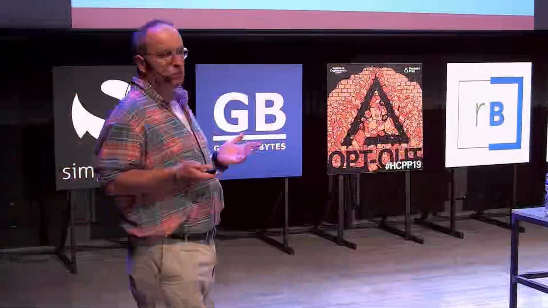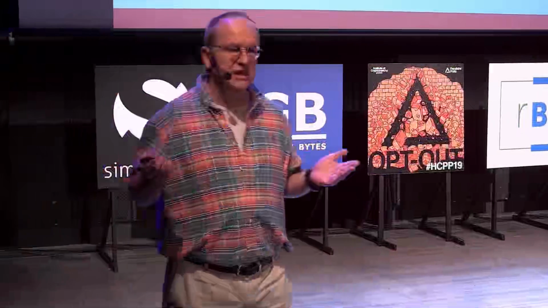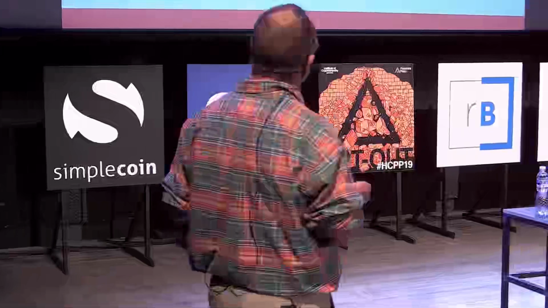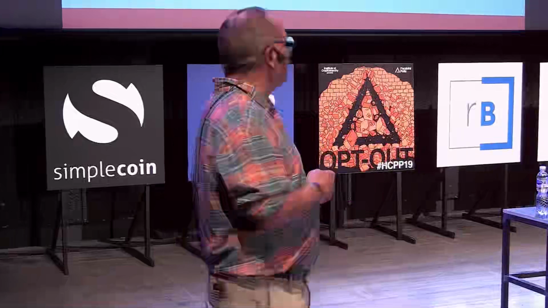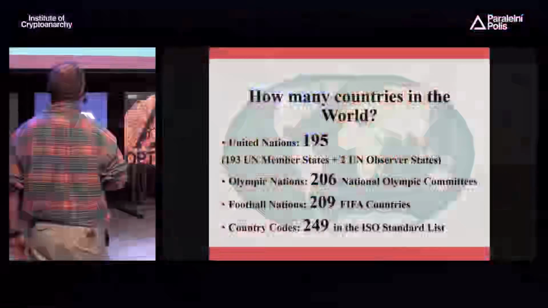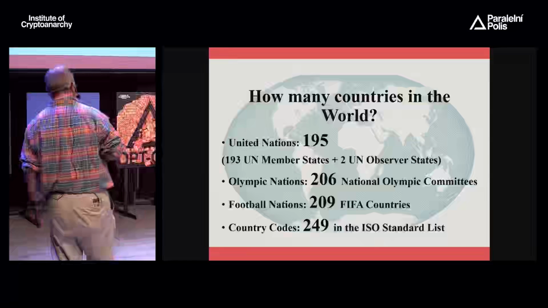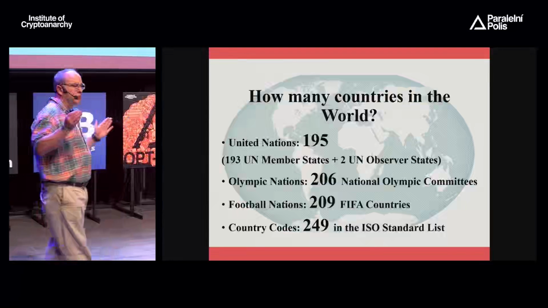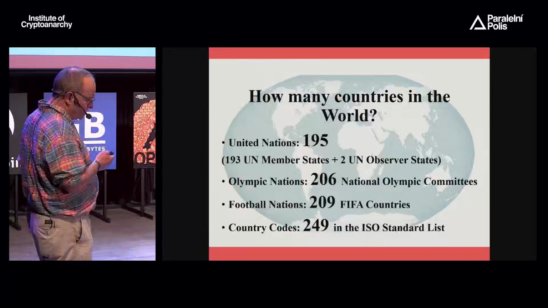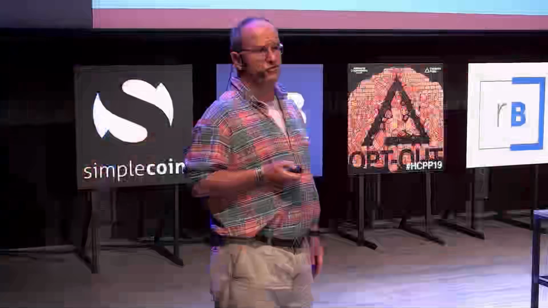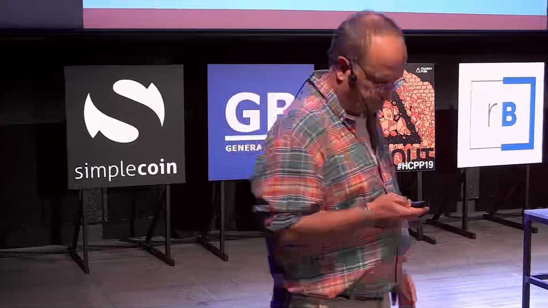If you look at football, soccer, the world's biggest game, there are 209 FIFA countries. And then if you look at the ISO, the International Standards Organization, which is a transnational body that maintains standards for all sorts of things, there are no fewer than 249 country codes. So you ask yourself this question, how many countries are there? And it's actually surprisingly difficult to answer.